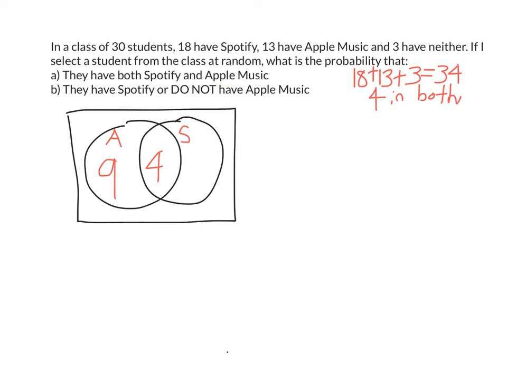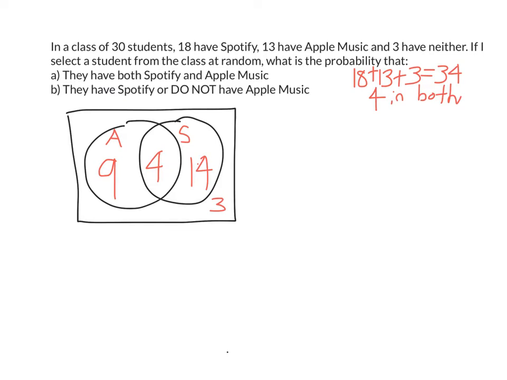So similarly, there are already 4 in the Spotify circle. 18 had Spotify, so I need another 14 in this circle. And the 3 that had neither go outside the circle. Note, 9 plus 4 plus 14 plus 3 does equal 30, so I know I've done something right.